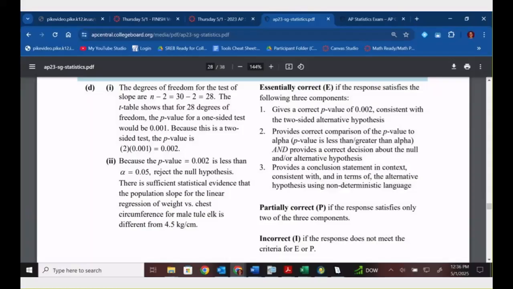Yes, absolutely. Because I didn't say 4.5. No. Beta equals 4.5. We do have convincing evidence that the slope of the population regression line for male tool elk is different from the slope of the population regression line for male sandbars. And we know for male sandbars it's 4.5, right? Yes. So because you put it right here, you're good. Okay. Yes, you would be good.